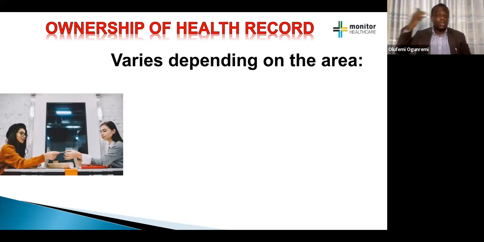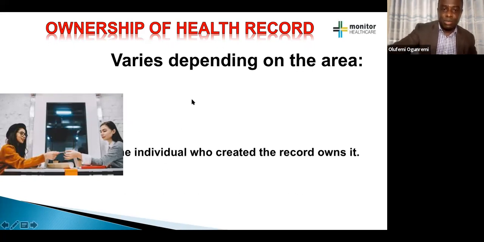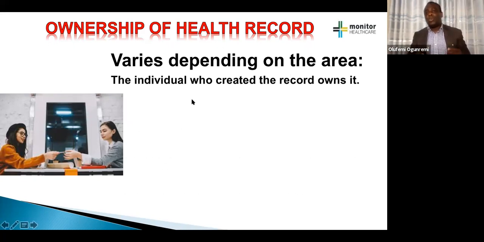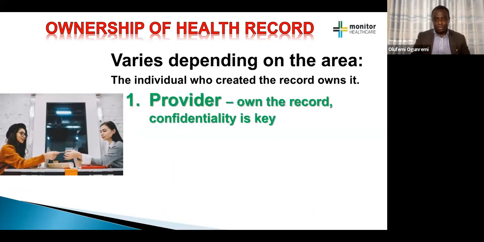Some states will say the patient owns it. I think one particular state says the patient owns the record. But the general conception is that the individual who creates the record owns the record. So the record is owned by the healthcare provider. That is the position in most places.